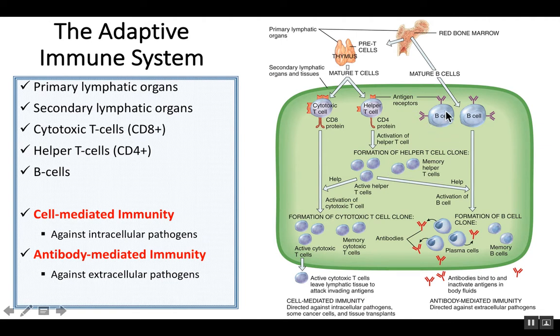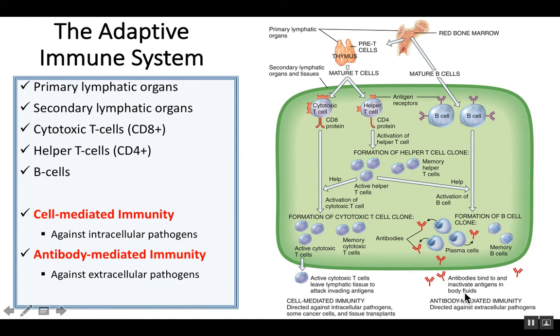B cells do things a little differently. When they come across the pathogen, they produce antibodies. And when a B cell is producing antibodies, we call it a plasma cell or a plasma B cell. And antibodies are a little different. Antibodies don't get into cells. They attack antigens or pathogens in fluids. Another name for a fluid is a humor, H-U-M-O-R. So antibody-mediated immunity is also known as humoral immunity because antibodies go into your body fluids and look for pathogens there.